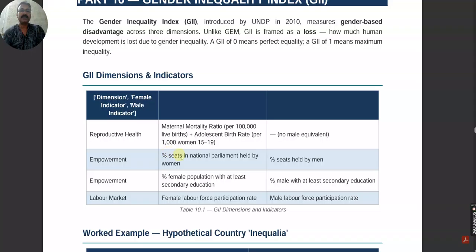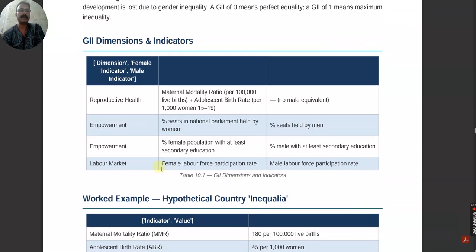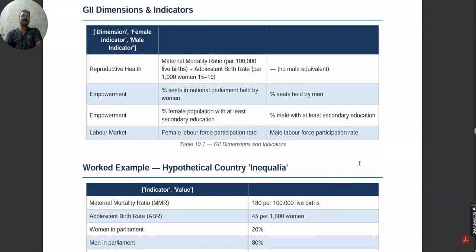Empowerment: percentage of seats in national parliament held by women, and for male, the percentage of seats held by men. Another empowerment indicator is the percentage of the female population with at least secondary education and higher, and here it is the percentage of males with at least secondary education and higher. The fourth dimension is labor market: female labor force participation rate and male labor force participation rate. These are the female indicator, male indicator, and dimensions.